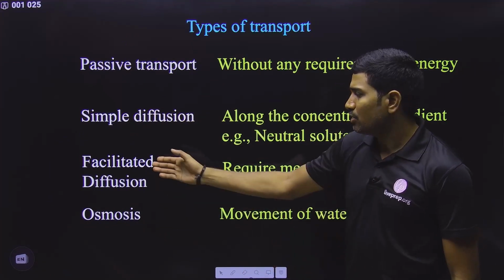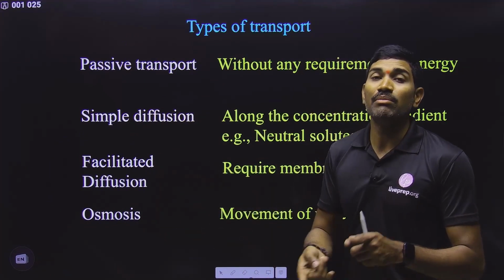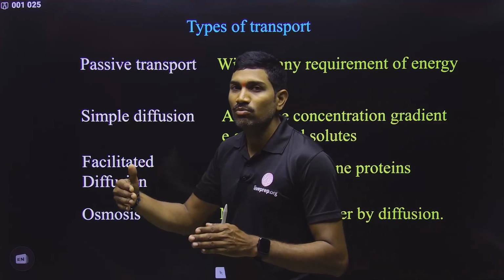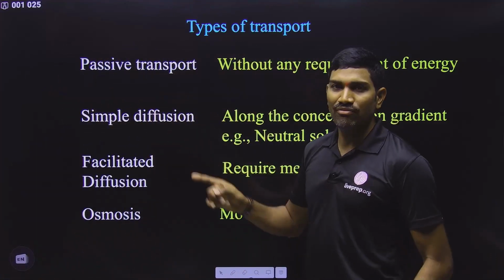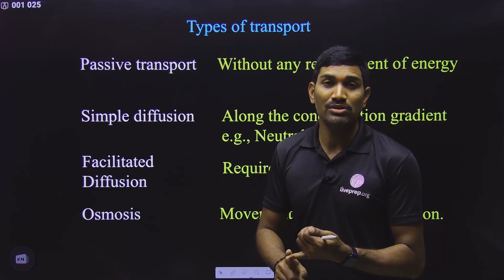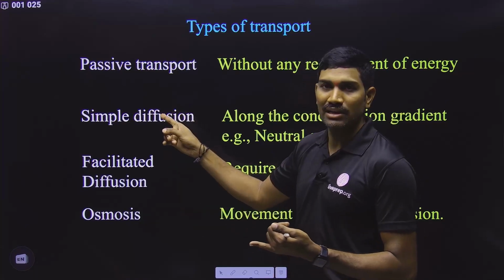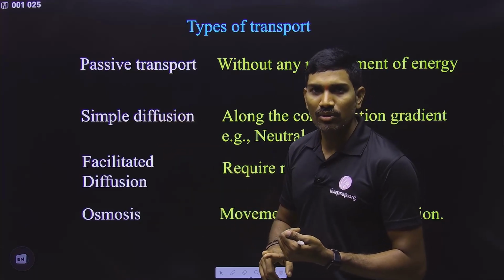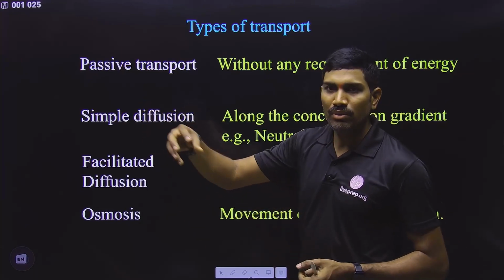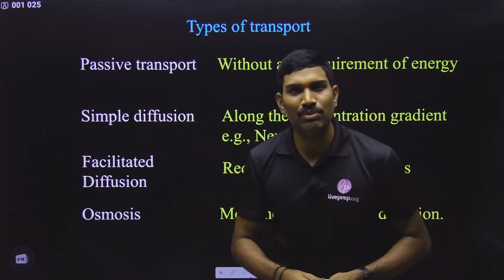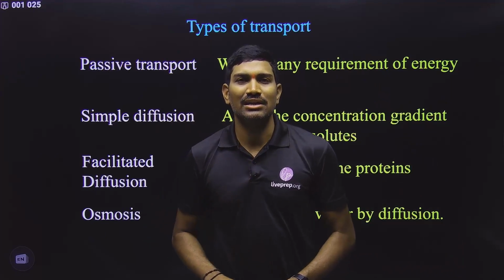In facilitated diffusion, energy is not required, but a membrane protein is required. They cannot move on their own. So what type of molecules will do this? Simple diffusion, hydrophobic molecules mainly. Hydrophobic molecules move through simple diffusion because they can easily pass through the membrane, while hydrophilic molecules cannot easily pass through.